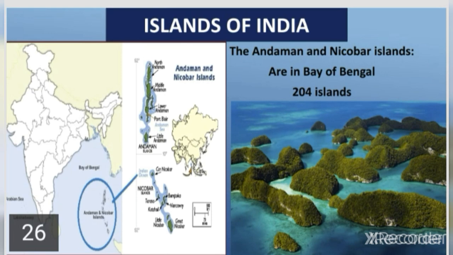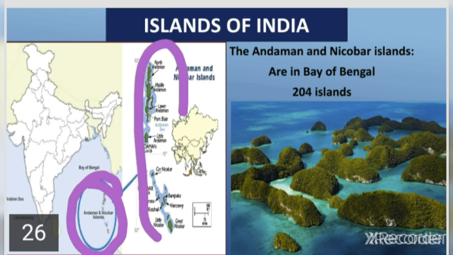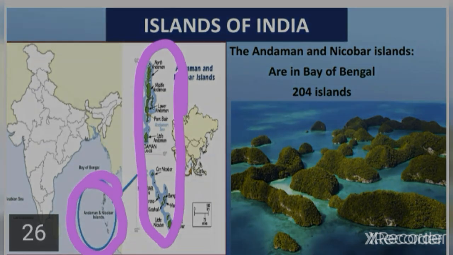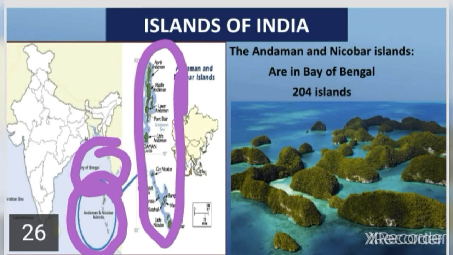Now the last topic of this lesson, islands of India. This is also one of the features of India. The Andaman and Nicobar islands are in the Bay of Bengal. Here the Bay of Bengal is there. How many islands are there in Andaman and Nicobar? There are 204 islands in Andaman and Nicobar.